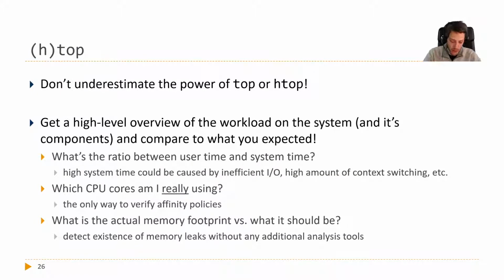I want to start off with very simple tools because I think, again, they're underestimated. top and htop, you should know them. They're sort of like the task manager of Linux in the terminal. If you don't know them, please have a look. They give you a high-level overview of the workload on the system and the components of the system. There are even some tools that show you what's the network load, what's the I/O load, and so on. And you can use this to compare to what you expected would happen. And don't underestimate the usefulness of these tools, or also the usr/bin/time tool that we've been using a few times now.